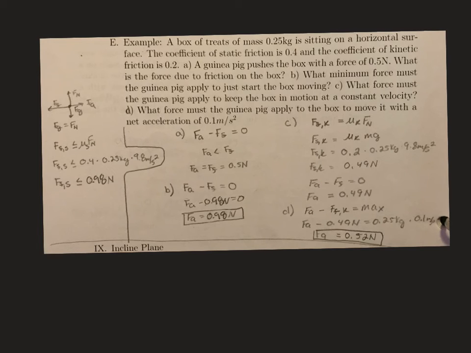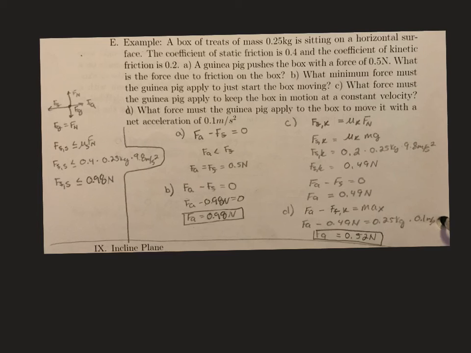I've now summed forces in the x direction again, force applied minus force of friction. It's still going to equal 0. This time not because the system is at rest, but because the system is moving with constant velocity. Constant velocity means 0 acceleration. Mass times 0 is still 0. So the guinea pig needs to continuously push with 0.49 newtons to keep the box in motion with a constant velocity.